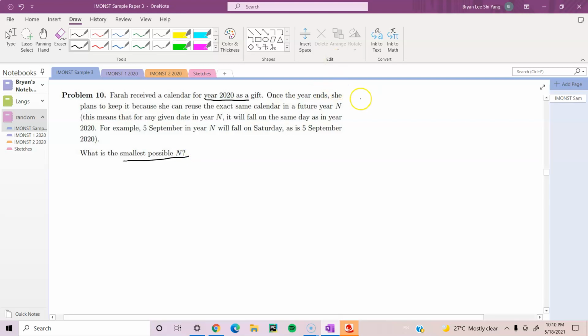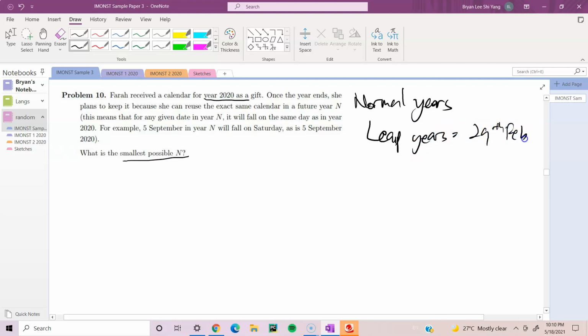So note that there are normal years and leap years, right? Leap years are the years in which the day 29th of February exists, and normal years are when that day does not exist. So leap years are normally multiples of 4, because of the Earth's rotation around the sun, so you need to count one extra day. So like 2016, 2020, 2024, 2028, and so on and so forth.